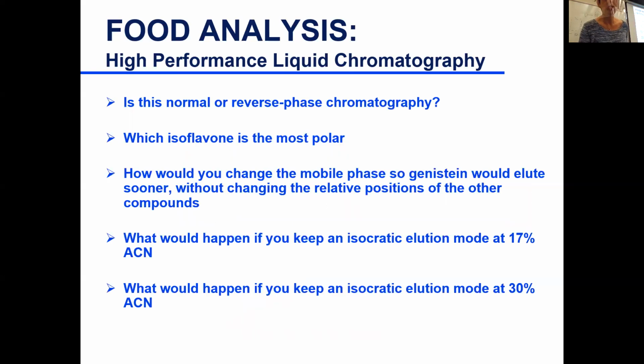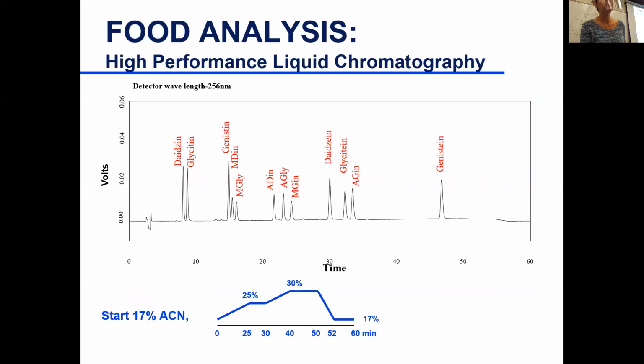All right. So what would happen if you keep an isocratic elution mode at 17%? Page? It will take longer for you to get the compounds back. It will take longer, but what else might happen? Yeah.